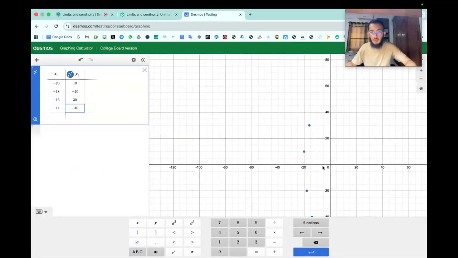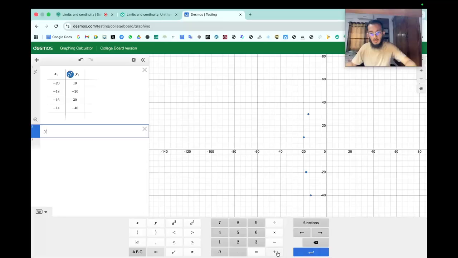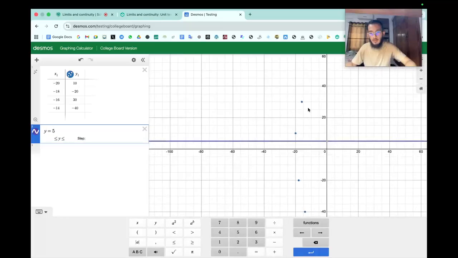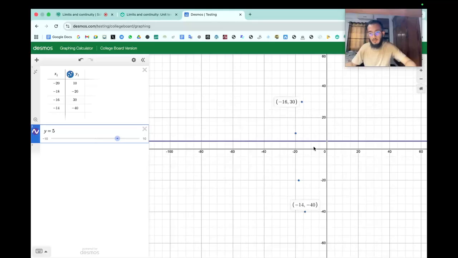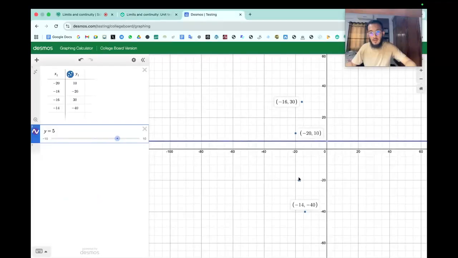What has been asked? g(x) equals 5. So we need y equals 5. Where is it? It is between this value and this value. So between the interval negative 20 to negative 18, can we say there is a solution? Can we say that at least we have one value? Yes, because if it is continuous, it must cross this line in order to go from 10 to negative 20. It must cross 5.